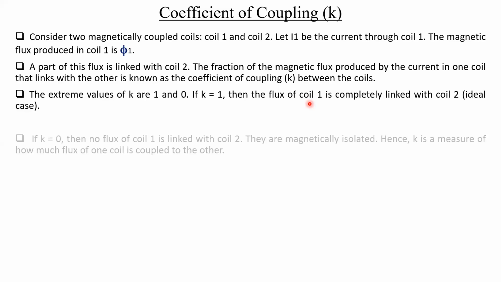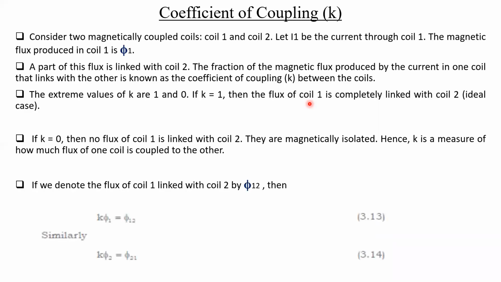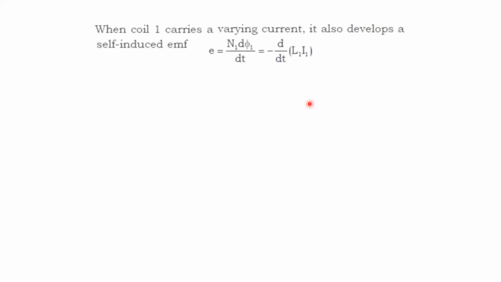Yes, sir. If K is equal to 0, then no flux of coil 1 is linked with coil 2. They are magnetically isolated. Hence, K is a measure of how much flux of one coil is coupled to the other. If we denote the flux of coil 1 linked with coil 2 by phi 12, then we can write K phi 1 is equal to phi 12. And similarly, K phi 2 is equal to phi 21. When coil 1 carries a current, it also develops a self-induced EMF.